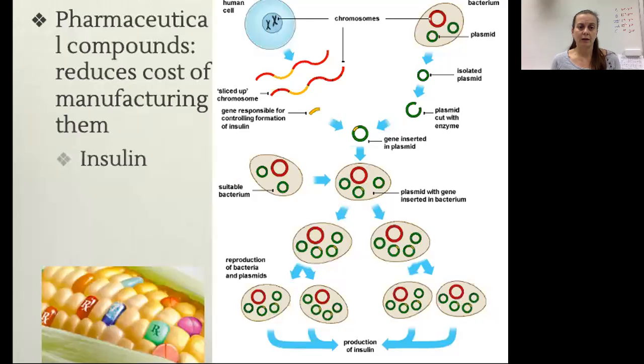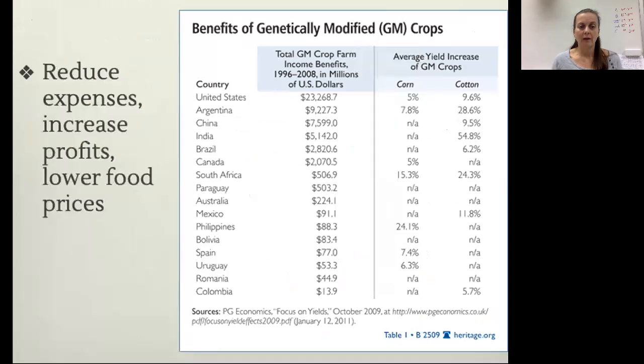They're also using genetically modified organisms to produce pharmaceutical compounds. It reduces the cost of manufacturing them. So rather than manufacturing insulin in a plant or factory, we literally make a plant do it for us. We insert a gene into it, and then we can use that to actually produce insulin. So genetically modified organisms, they reduce expenses, they increase profits, they lower food prices. They can even help to solve issues with nutrition and issues with pesticides, which lead to environmental issues.